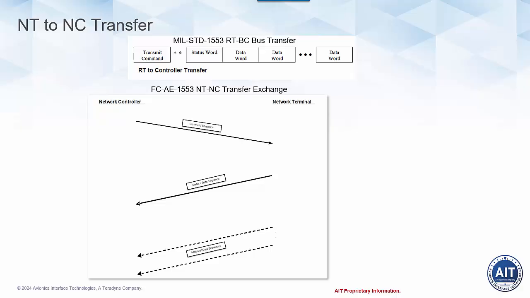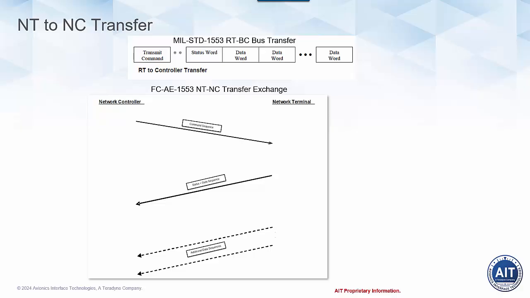Next, talk about an NT to NC transfer. So this is when the network controller is reading or requesting data from a network terminal. So on a standard MIL-STD 1553 bus, you have a transmit command sent by the bus controller to the RT. The RT sends a status word immediately, followed by the data words that were requested, and then the transfer is done. So again, pretty straightforward.